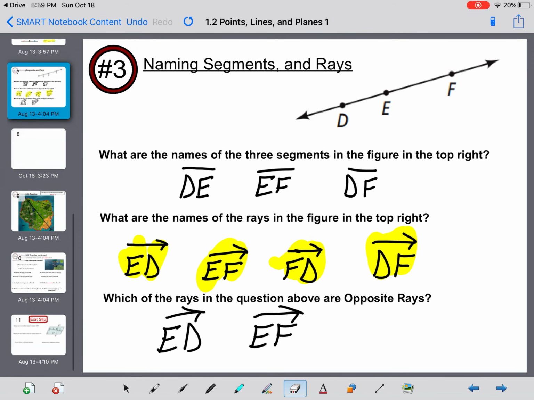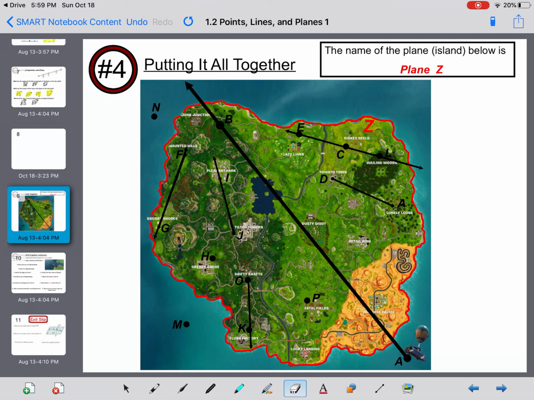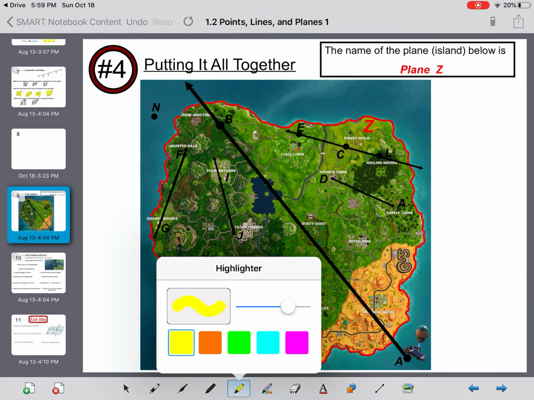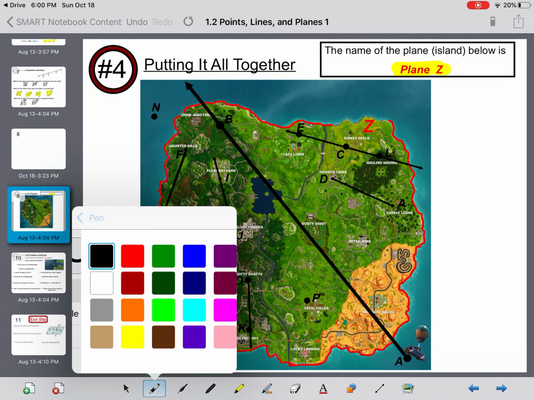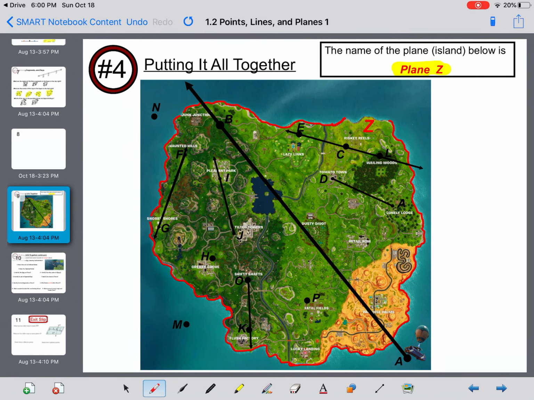Okay? Your final activity that you can do independently, and feel free to pause it, may be something that looks semi-familiar to you guys. So if you notice, okay, the name of this plane, and it's something that might be familiar to you, this is the map from Fortnite. Okay, I know some of you may like Fortnite, some of you may not. This is a nice visual representation. Plane Z. Notice I've classified it as plane Z. You can also see Z right here. Plane Z, okay, is the entire island on this map.